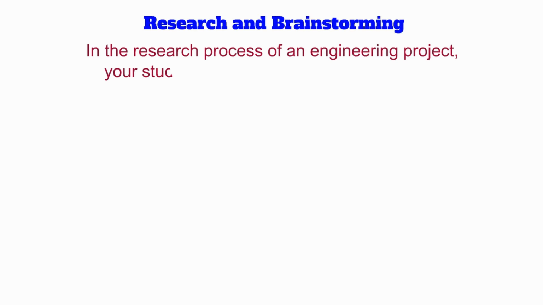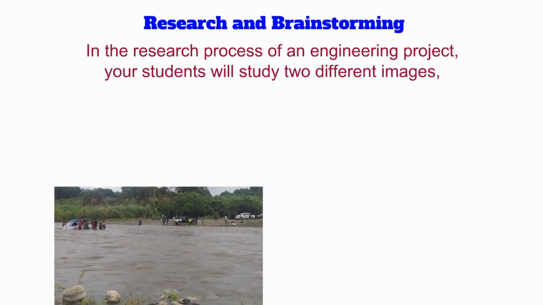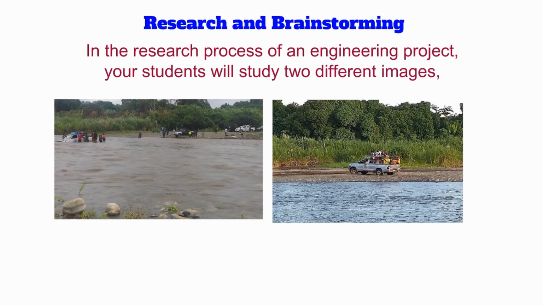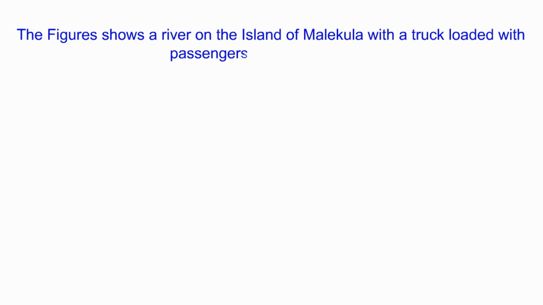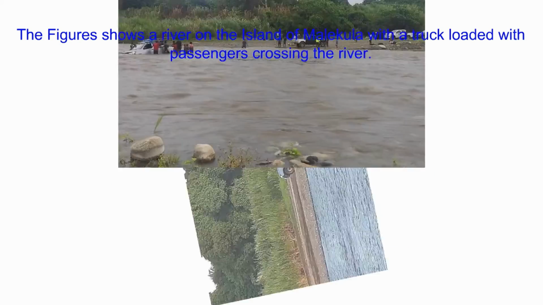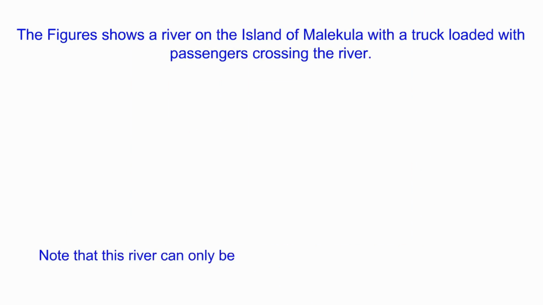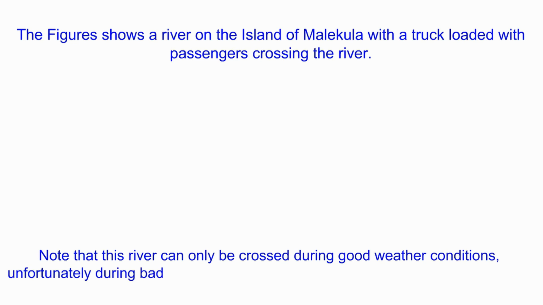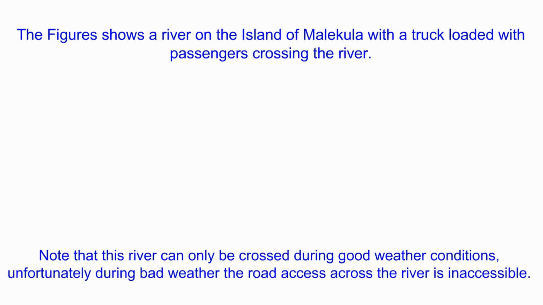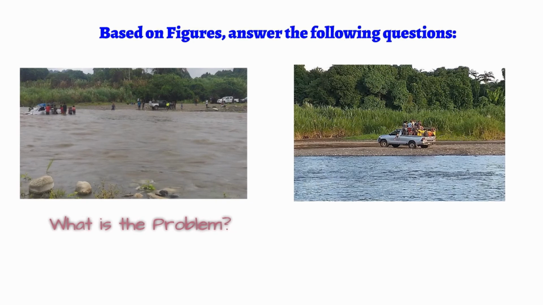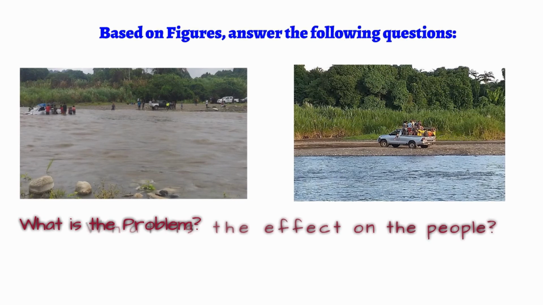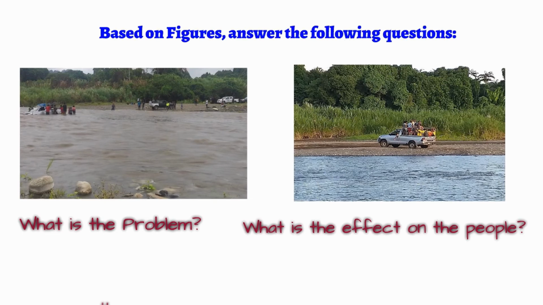So in the research part of the engineering process, students will study 2 different images that were given. And then they will use their engineering skills and knowledge to identify the problem and then develop a solution for it. So in the figures we've seen earlier, and again in this image, is a river on Malekula, a truck loaded with people crossing the river. So when we study these images in more detail, we identify what the problem is, the effect on the people, and how this problem could be solved.